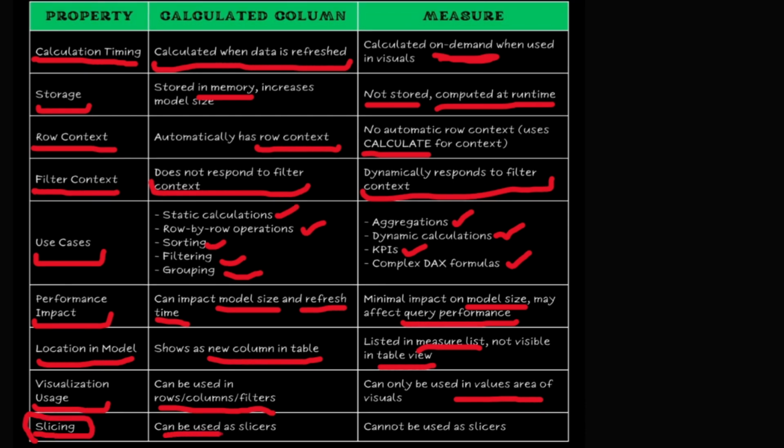A calculated column can be used as a slicer because it acts as any other column after creating the calculated column. But a measure cannot be used as a slicer because it is a single value. So these are the main differences between a calculated column and a measure.